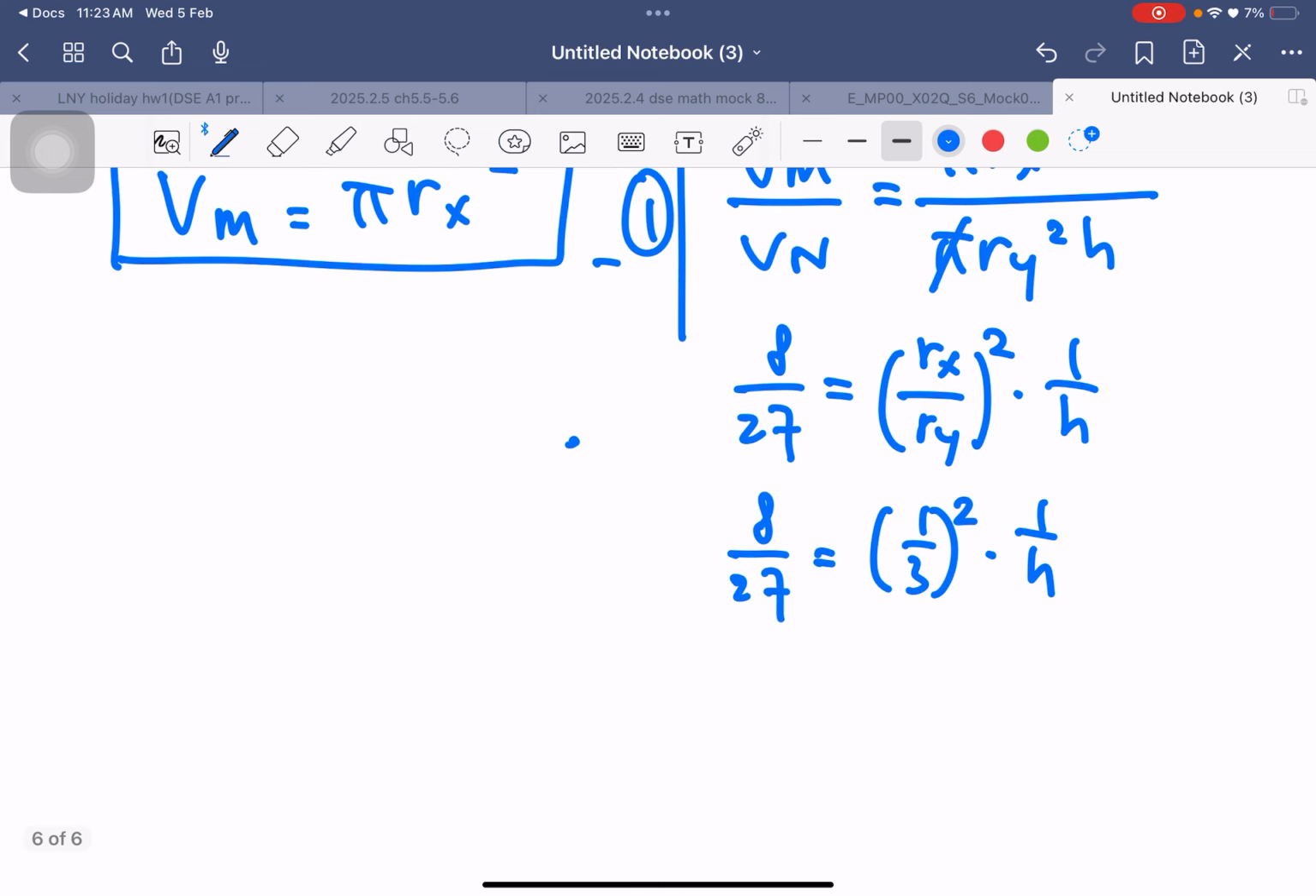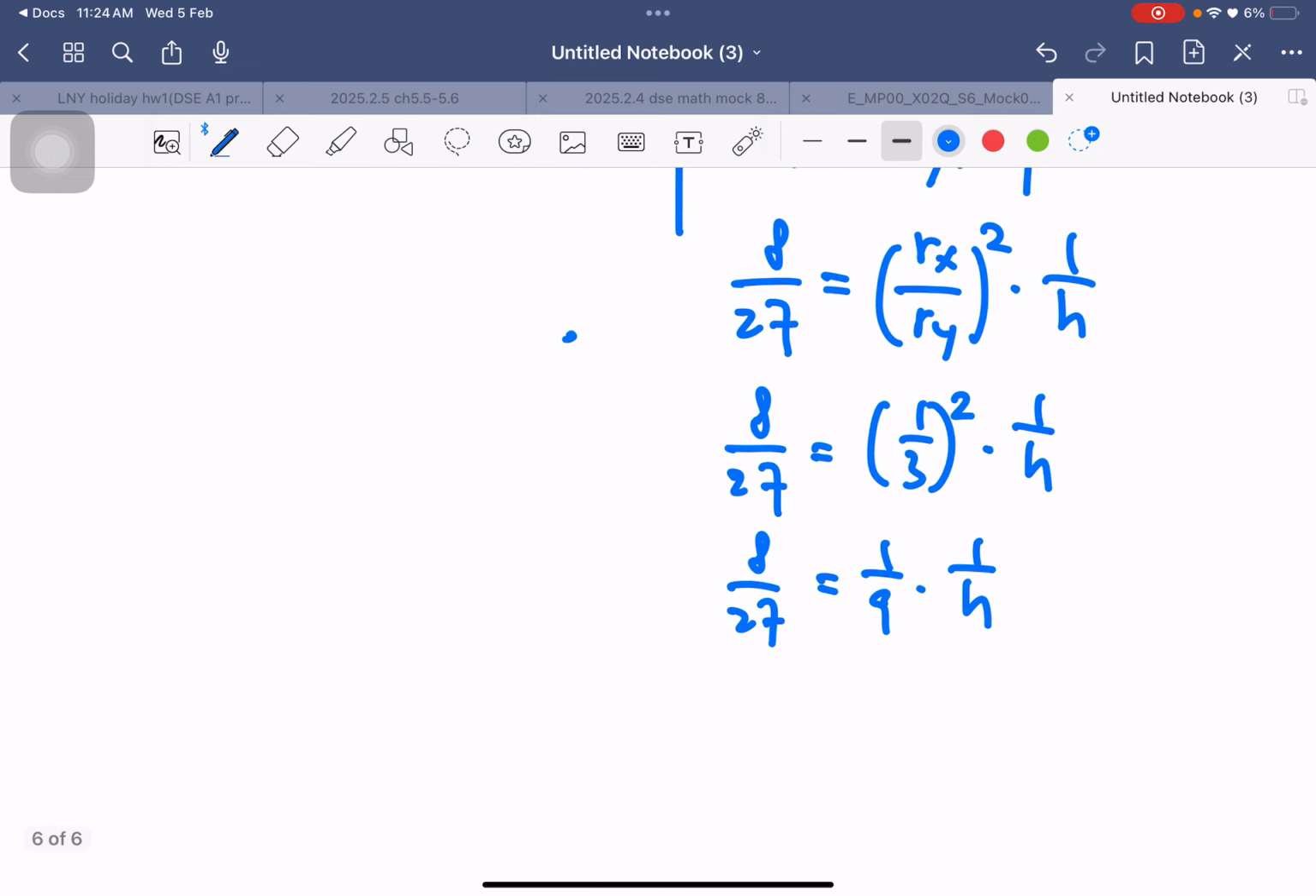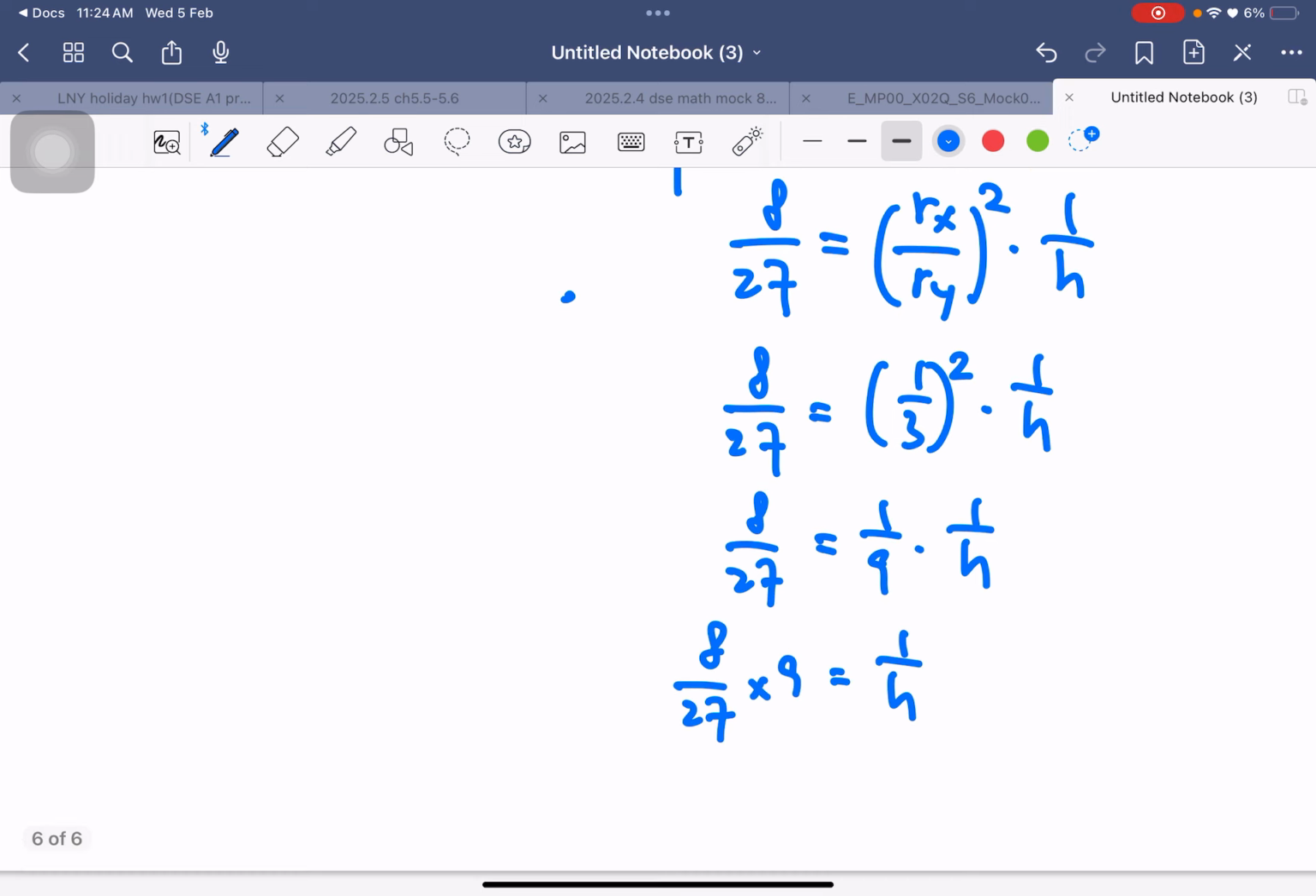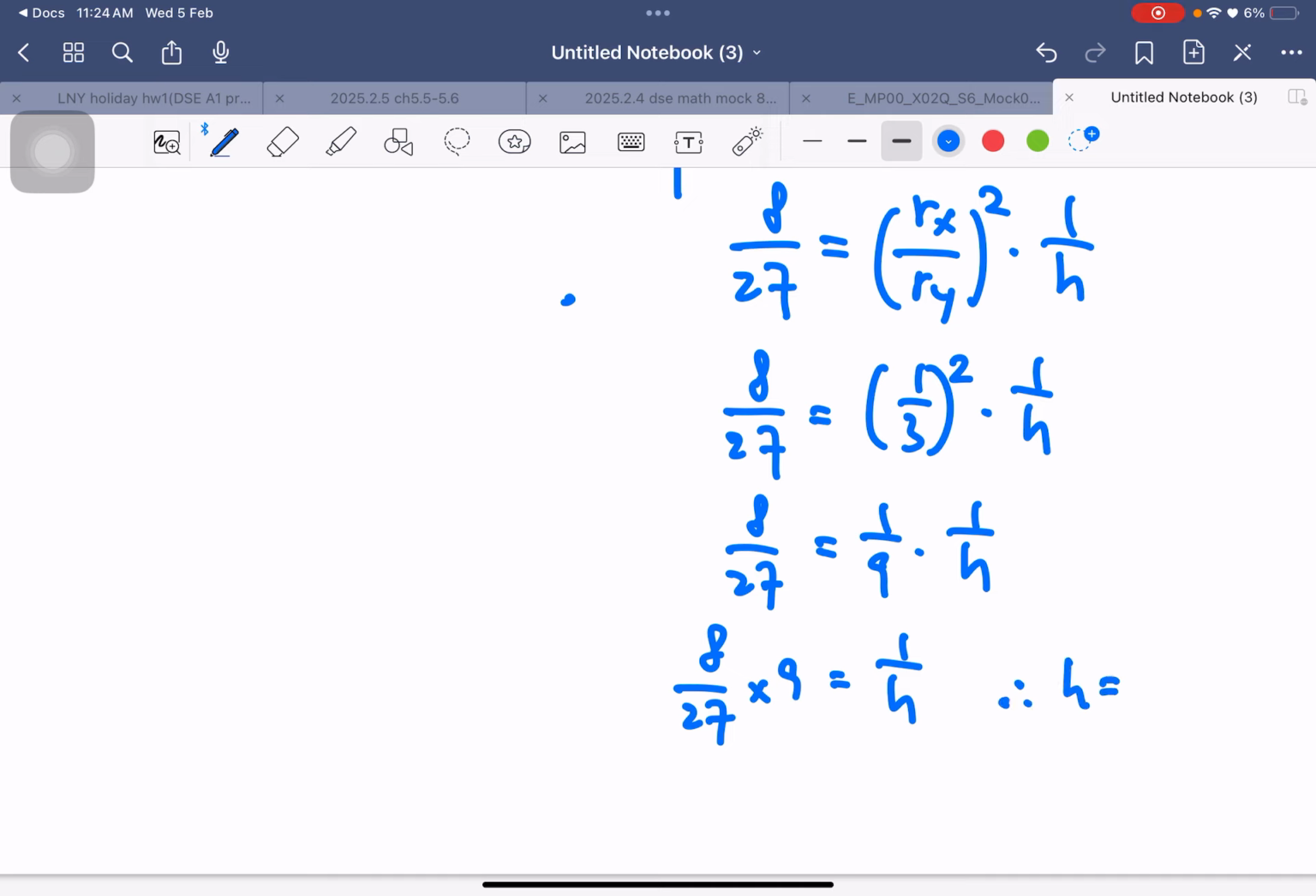Then now I can just solve for h. So now we have 8 over 27 equal to 1 over 9 times 1 over h. So you don't want this 9, moving to the left becomes times. 8 over 27 times 9 equal to 1 over h. So that h is equal to 3 over 8.